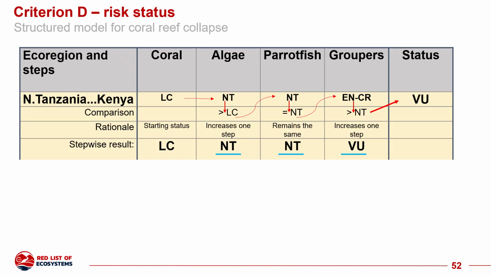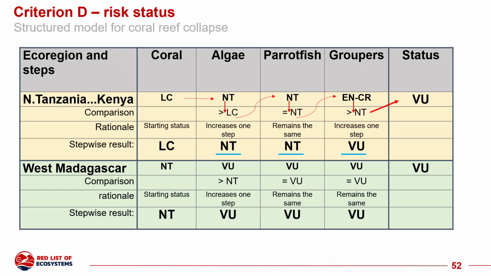Now let's run through another example, this time for the West Madagascar ecoregion. Corals were assessed as near threatened. Algae to coral ratio came out as vulnerable. Parrotfish were also vulnerable. And groupers were again vulnerable. We begin, as always, with corals, which are at near threatened.